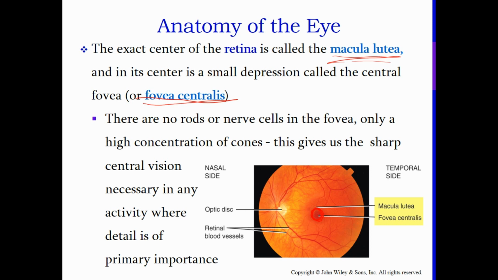There are no rods or nerve cells in the fovea. We're going to talk about rods and cones a little later. Only a high concentration of cones, okay? As I said, we're going to talk about these two in a little bit. This gives us the sharp central vision necessary in any activity where detail is of primary importance, okay? Cones give us very good, sharp, clear visual acuity. And we have a very, very high concentration of cones in the middle of our retina. That's why we can see things very clearly, okay?